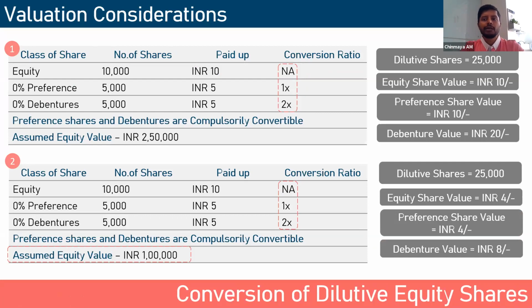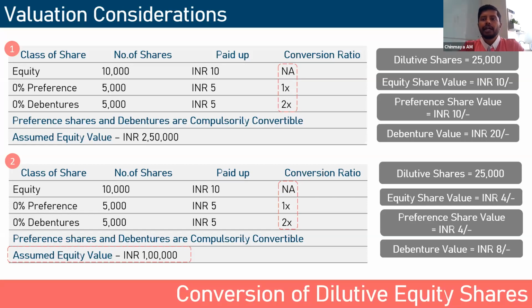So in the first example, in dilutive instruments, equity is 10 rupee paid up and conversion ratio is not applicable because it is equity itself. Then there is 0% preference shares. I'm a little doubtful if 0% is possible, but for simplicity of the example, we have taken 0%. In many cases, people take 0.0001%, which is almost the same as 0%. Practically also we see this in many companies. So 0% preference shares, 5,000 shares, paid up 5, and the conversion ratio 1:1. 0% debentures, conversion ratio 1:2. Every single debenture will get 2 equity shares upon conversion. So preference shares and debentures are compulsorily convertible, and the assumed value of the equity is 2.5 lakhs.